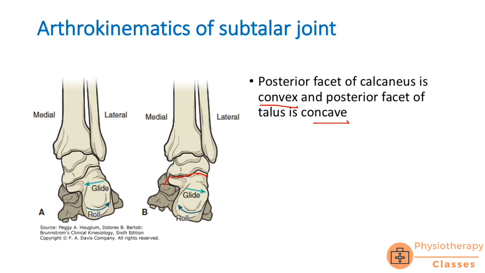During inversion, when the calcaneum moves inward, that is medially, its surface will slide laterally because the surface of the calcaneum which is articulating with the talus is convex. The surface which articulates is the posterior facet of the calcaneum. And during eversion, that is movement of the calcaneum laterally, its facet surface will slide medially.